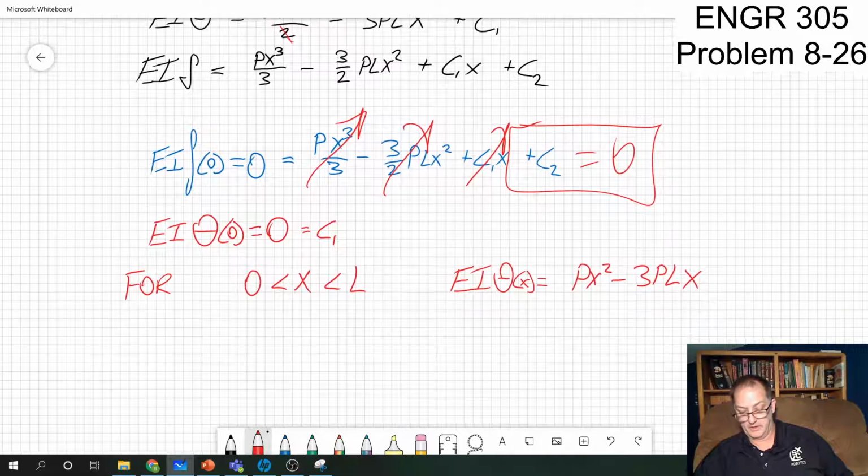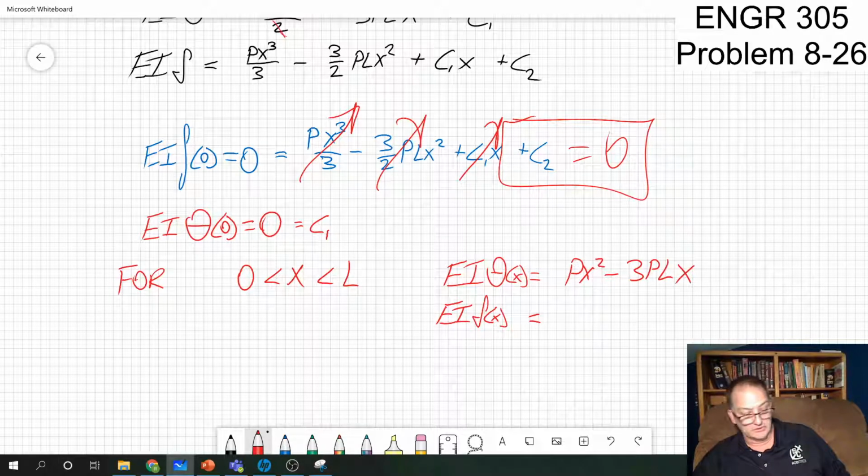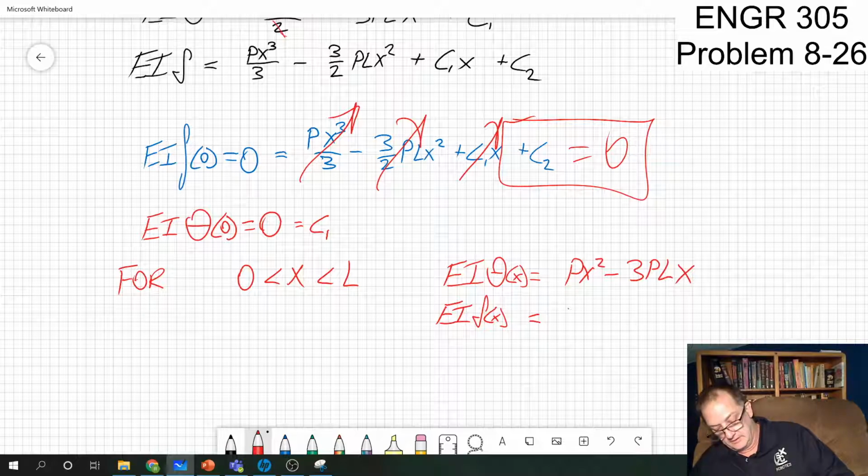Yep, there you go. I like that. And EI delta as a function of x is equal to Px cubed over 3 minus 3 halves PLx squared.